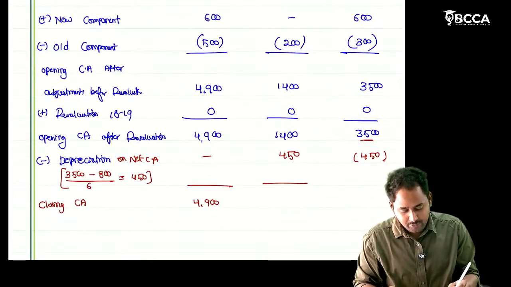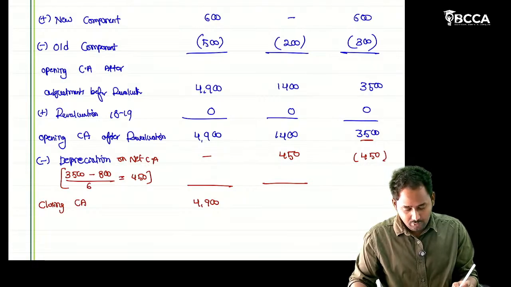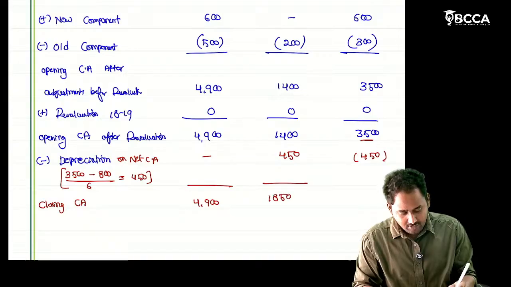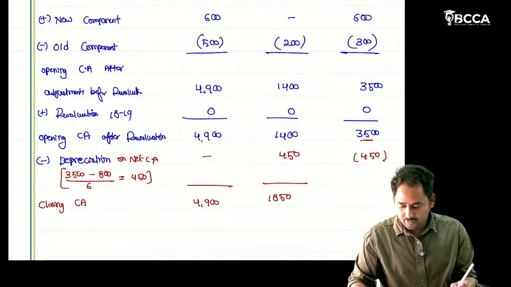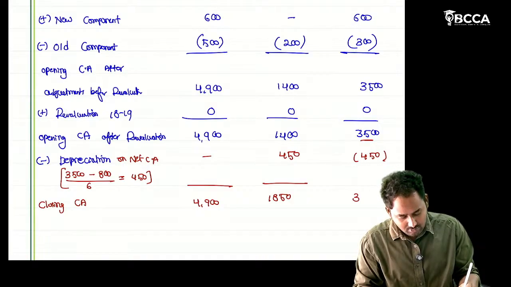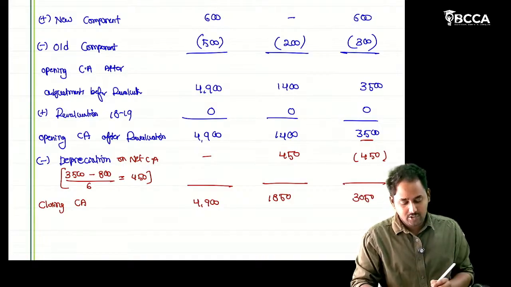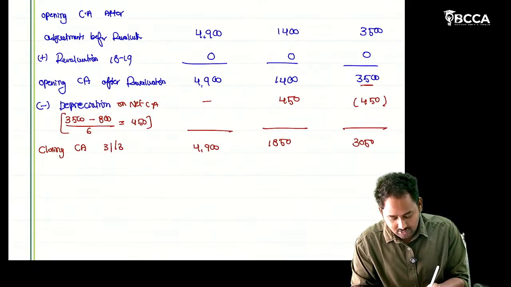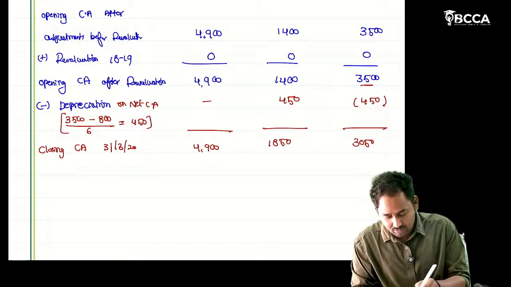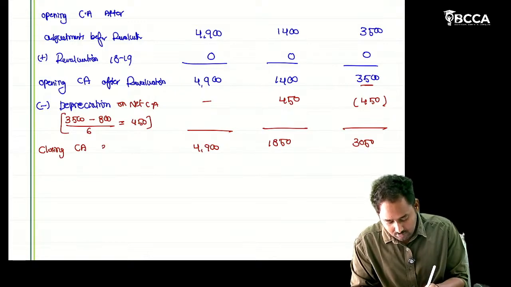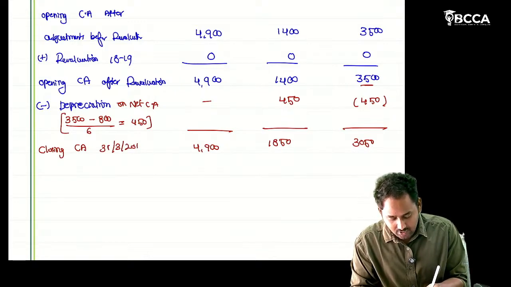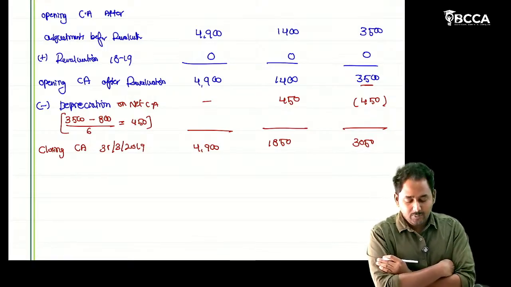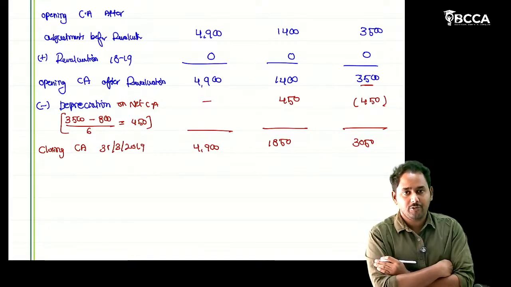What is the accumulated depreciation? 1,400 plus 450 is 1,850. So 4,900 minus 1,850 is 3,050. So this is the closing carrying amount as on 31st March 2019, for 18-19, and it becomes the opening carrying amount for 1/4/2019.